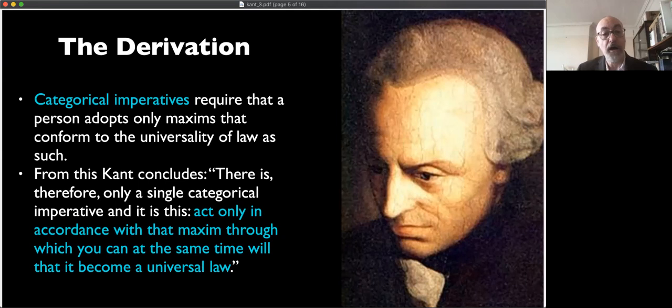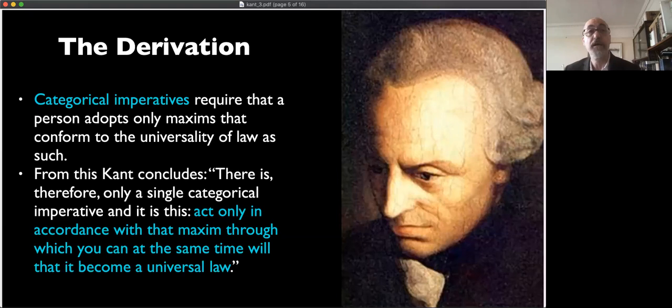Now, at this point, from the claim that categorical imperatives require that a person adopts only maxims that conform to universality of law as such, Kant concludes, and here's Kant, "There is therefore only a single categorical imperative, and it is this: act only in accordance with that maxim through which you can at the same time will that it become a universal law." Now, notice this is essentially the same derivation of the formula of universal law that Kant gave in the first section, right? He's similarly moving from reasoning about the universal applicability of the law to the formulation of the law in terms of what you can or cannot will to be a universal law.